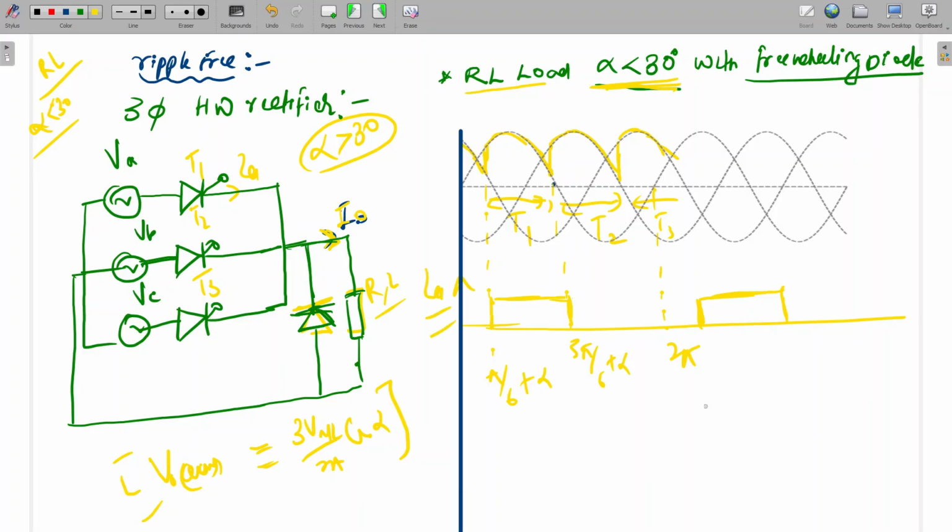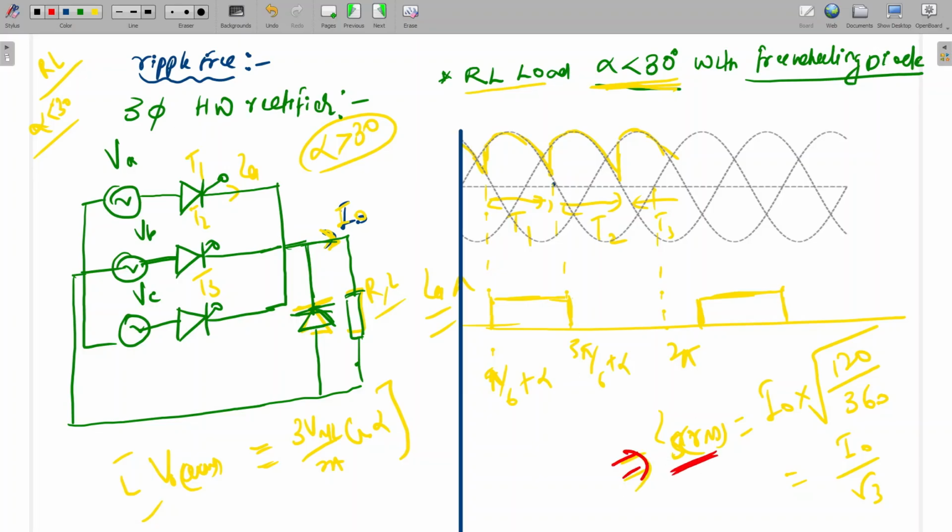So what will be the RMS current? Phase RMS current, IA RMS. IS RMS we can say, source RMS current. So it will be I naught into, what is this angle? 5 pi by 6 plus alpha minus pi by 6 plus alpha. So it will be how much? This is 150. So 2 pi, 120 by 3, 120 divided by 360. So it will be I naught divided by root 3. The RMS value of the source current will be I naught divided by root 3.